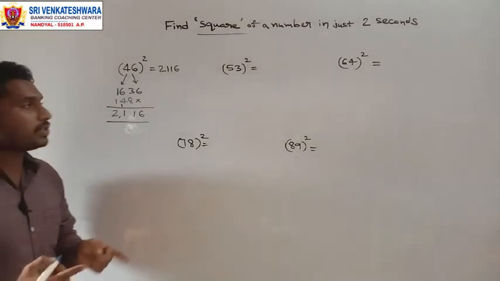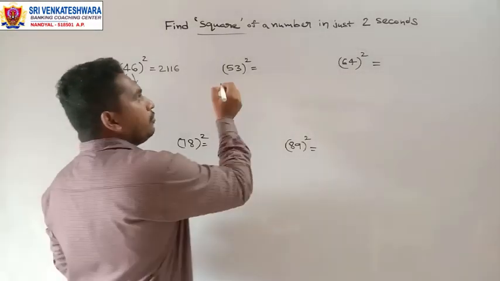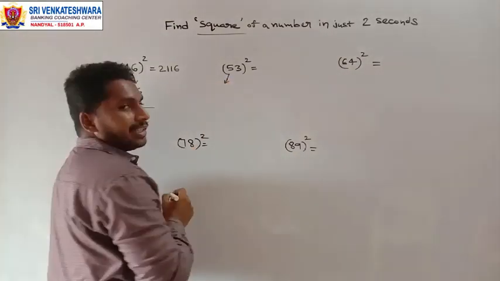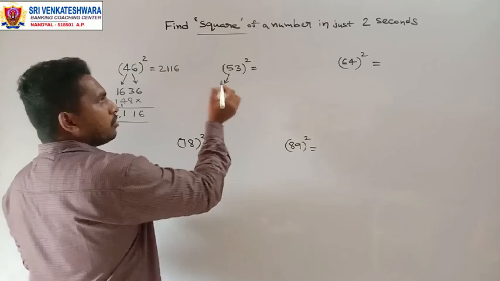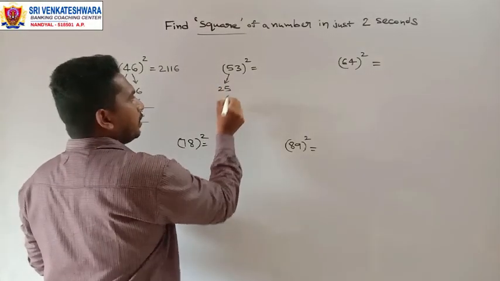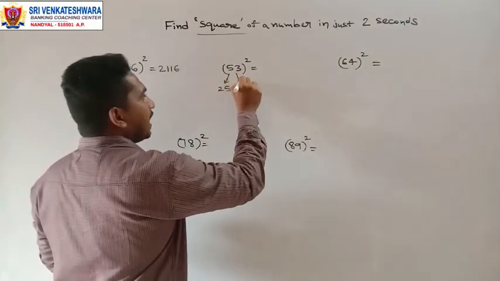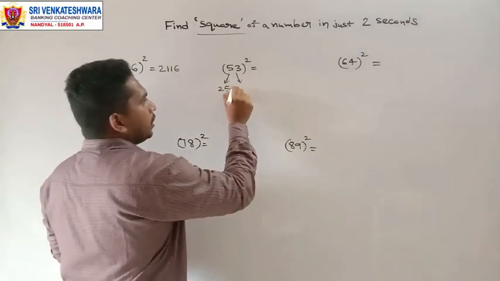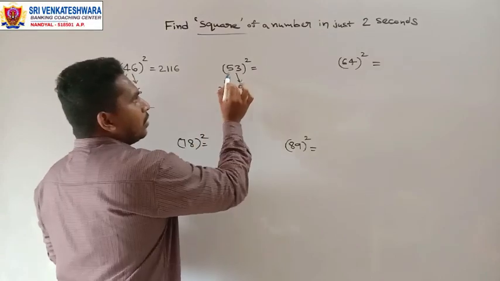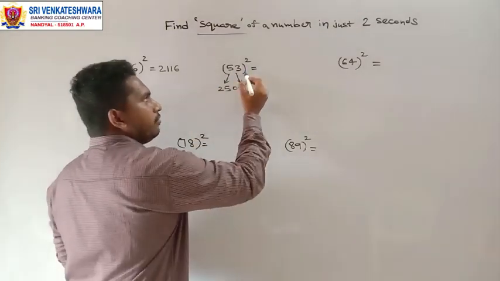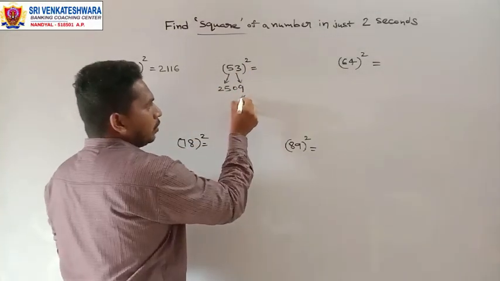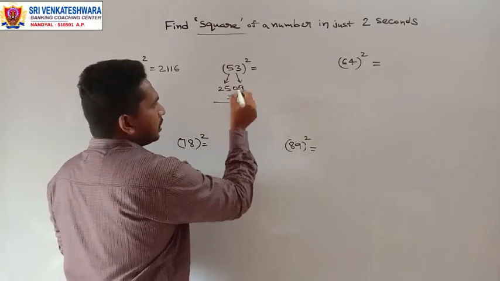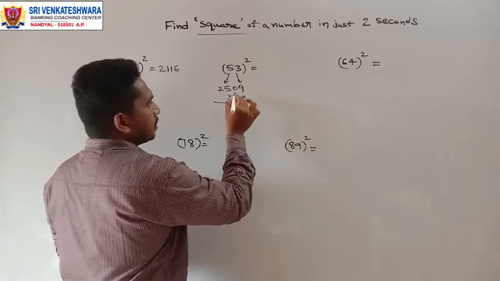Now let us see the second example, that is 53 square. Straight away you just square the digits in that number. 5 square is how much? 25. 3 square is how much? 9, right? But you have to write it as 0, 9. And now 5 into 3, 15. 15 into 2, 30. Leave one space here and you have to write 30 here. Just by adding you will get the answer.